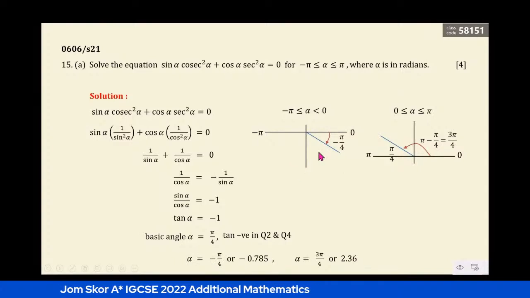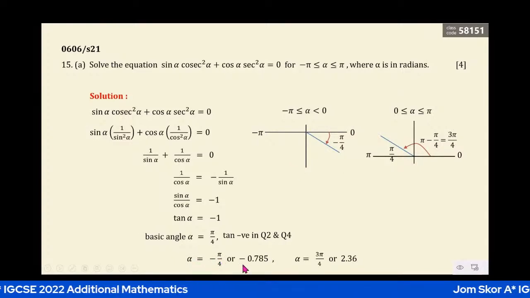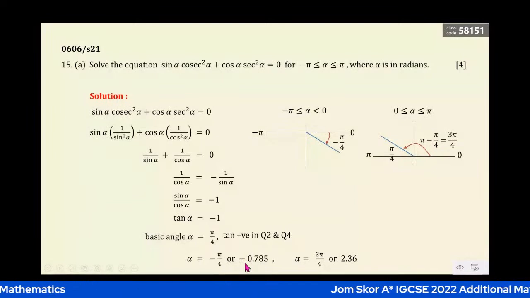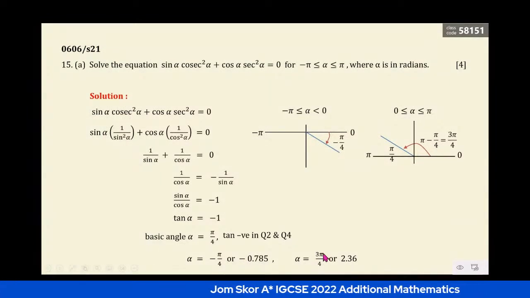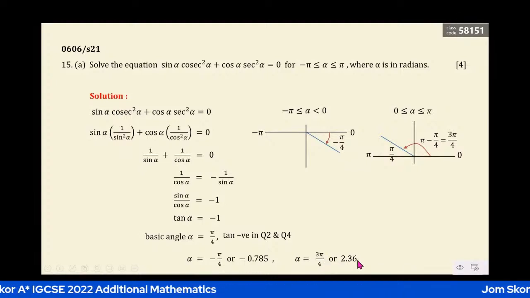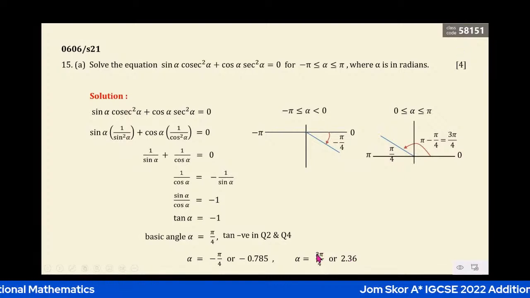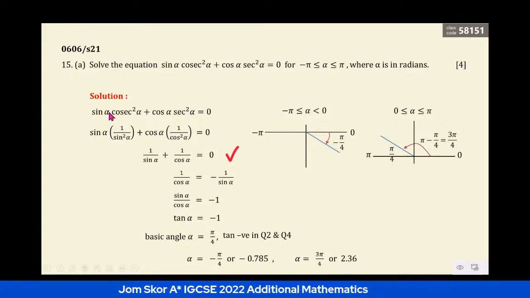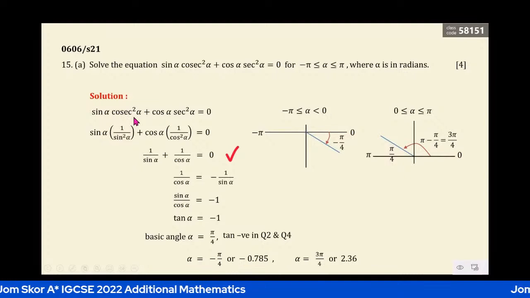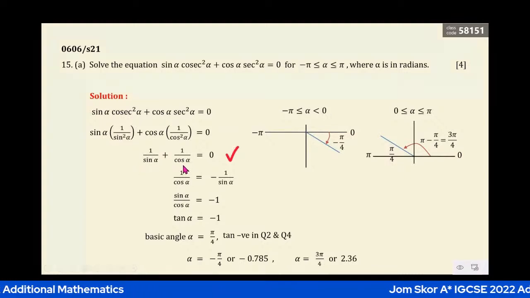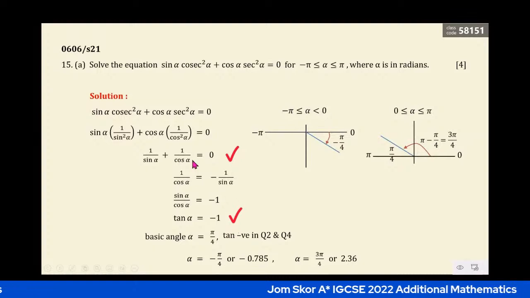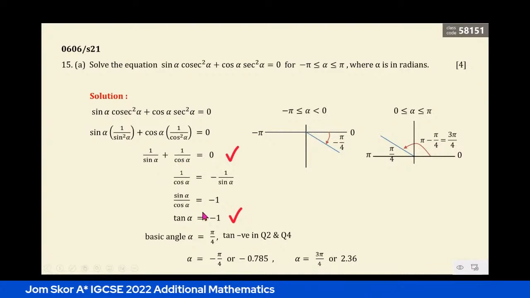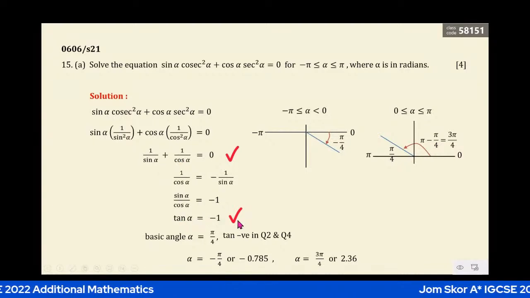So we have two angles: alpha is negative pi over 4, or you give the answer in decimal number, or alpha is 3 pi over 4, this is in quadrant 2, or 2.36. So 4 marks will be given for this question. The first mark will be given when you attempt to simplify from 4 trigonometric functions to 2 trigonometric functions. And then after that, you attempt to reduce sine alpha and cos alpha to get tangent alpha. So this is the second mark.